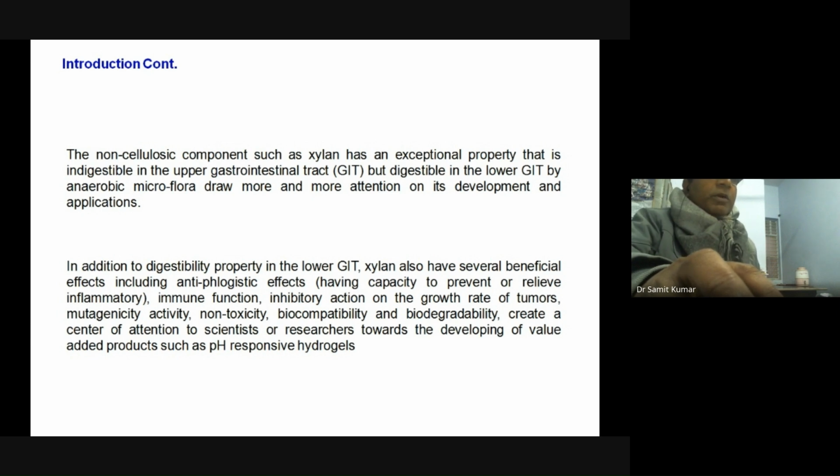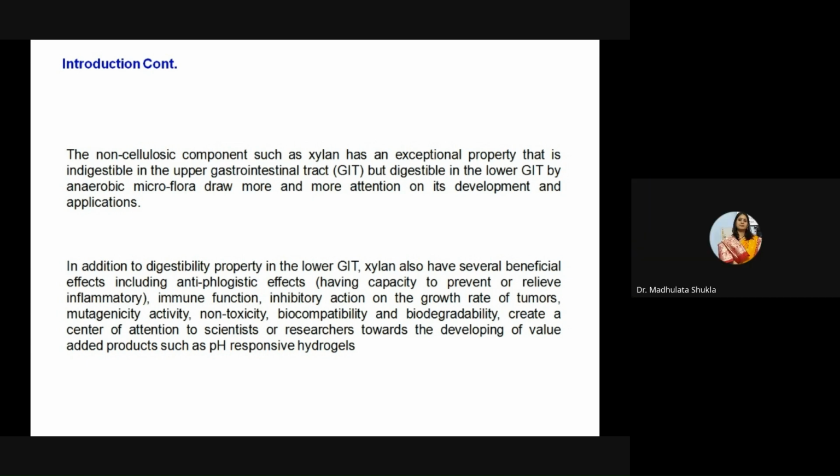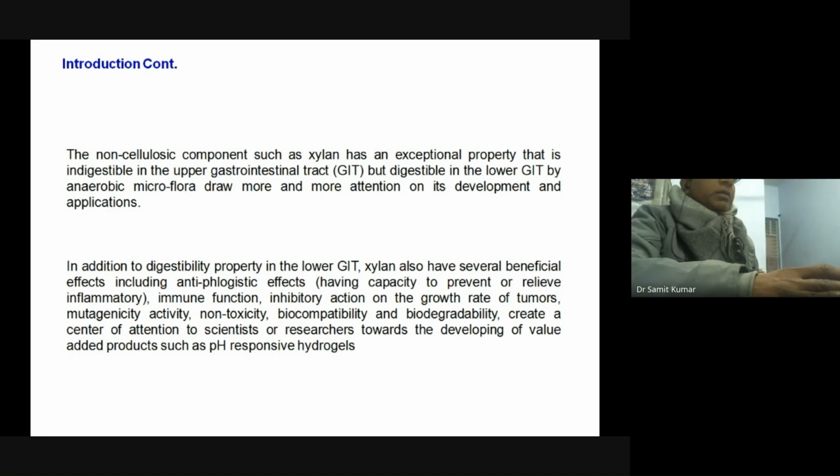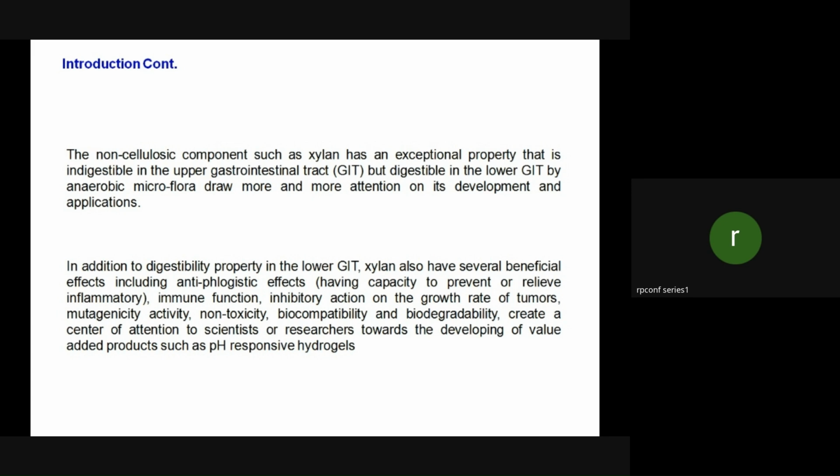Is the slide moving, ma'am, or not? Hello? No, sir, it's not moving. Okay, now it's moving. Sir, you have to just click on the slide. Okay. Sometimes the slideshow is not working over there.